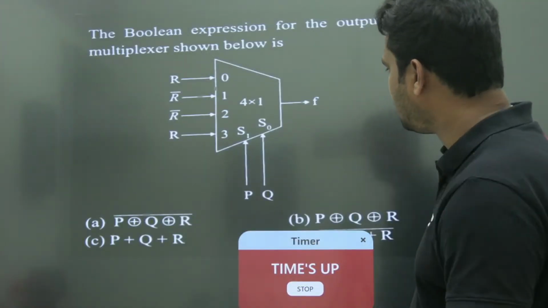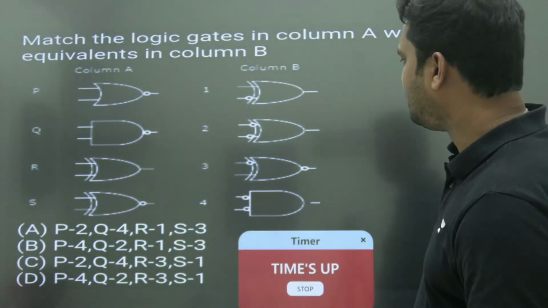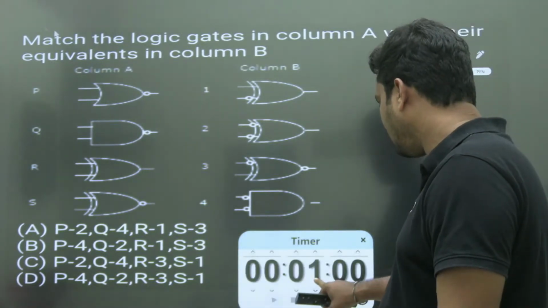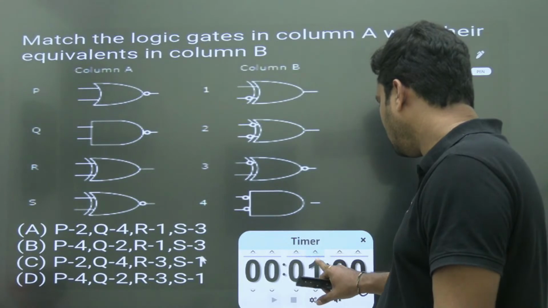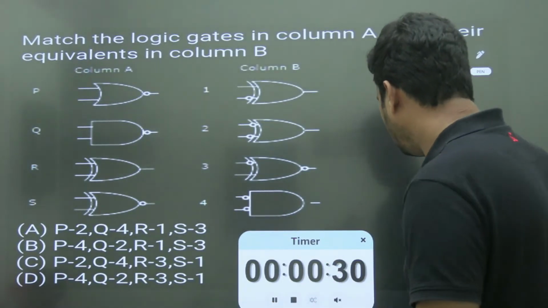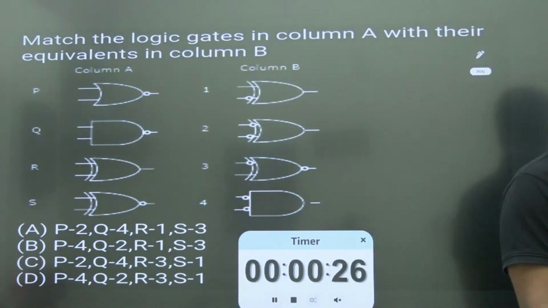So the next question is also the same thing. Leave it, this is an important simple question. Alternate logic symbols. One minute is too much time for this. Why take more time? Take 30 seconds. Option A, B, C, D, whichever you feel is correct, you can comment that option.